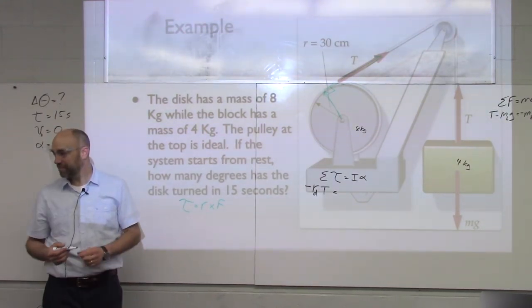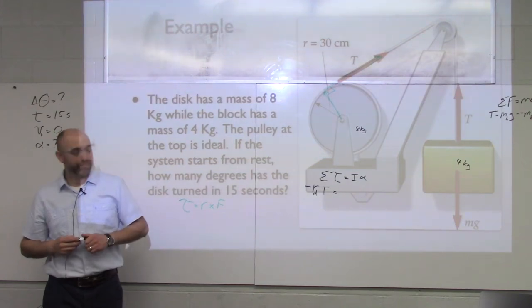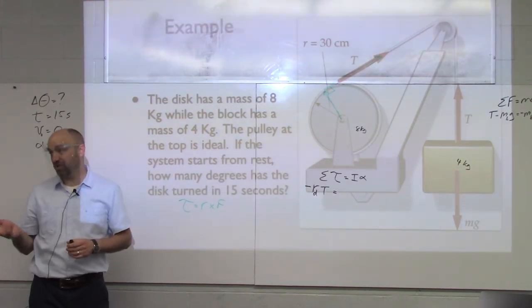Why is the radius negative? Well, it's not that the radius is negative, but the torque is negative.